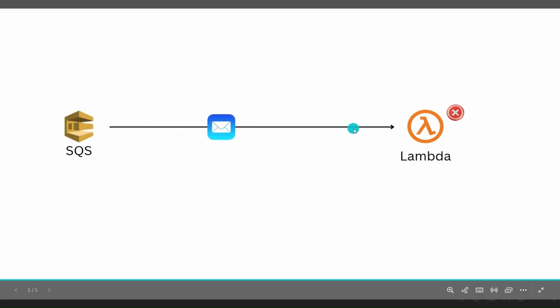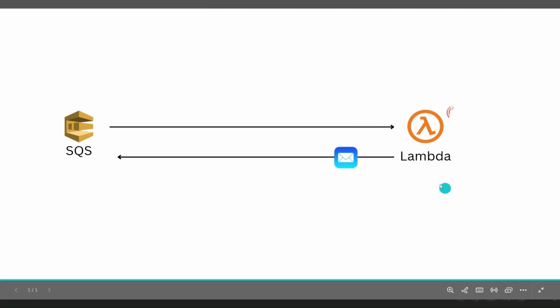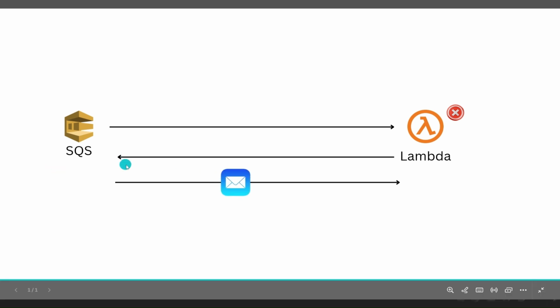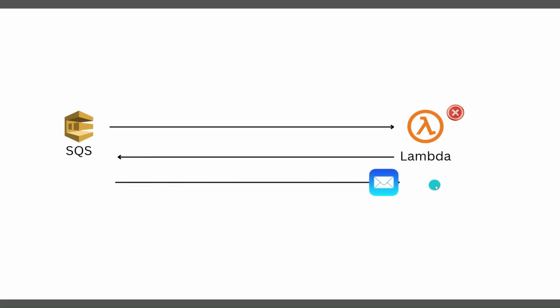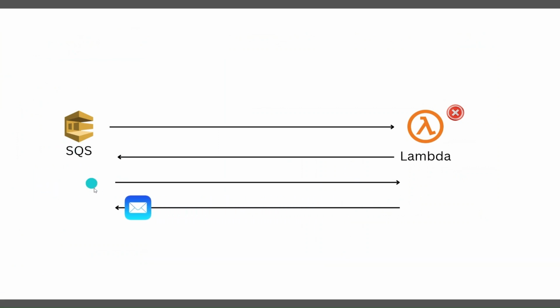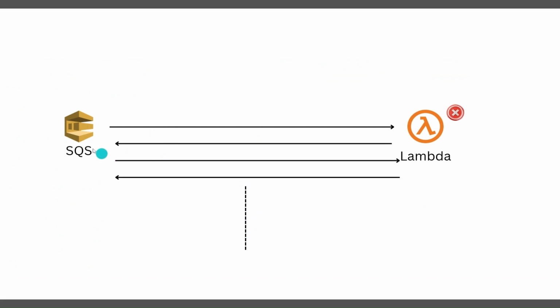Here, SQS is sending a message to Lambda, but Lambda fails to process that message. As a result, Lambda is sending the message back to SQS. After a few moments, again SQS sends the message to Lambda, and again Lambda fails to process it, so again the message goes back to the SQS queue. So this keeps on happening infinitely. SQS keeps sending the message to Lambda, Lambda fails to process it, and the message is sent back to the queue. This will happen n number of times.